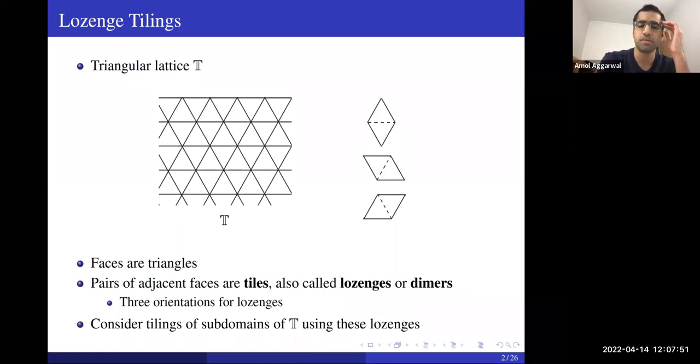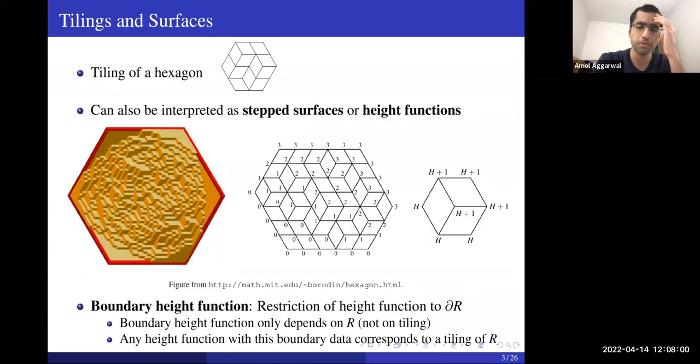And what we'll be considering is tilings of subdomains of T, using this triangular lattice T, using these lozenges. Okay, so I'll give you a few examples. First, I've shown an example of a tiling of a hexagon of side length 2.